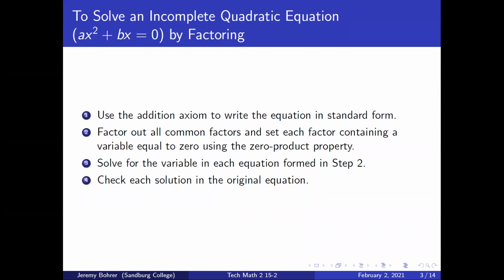To solve an incomplete quadratic equation, ax squared plus bx equals 0, by factoring, use the addition axiom to write the equation in standard form. Factor out all common factors and set each factor containing a variable equal to 0 using the zero product property. Solve for the variable in each equation formed in step 2. Then check each solution in the original equation.